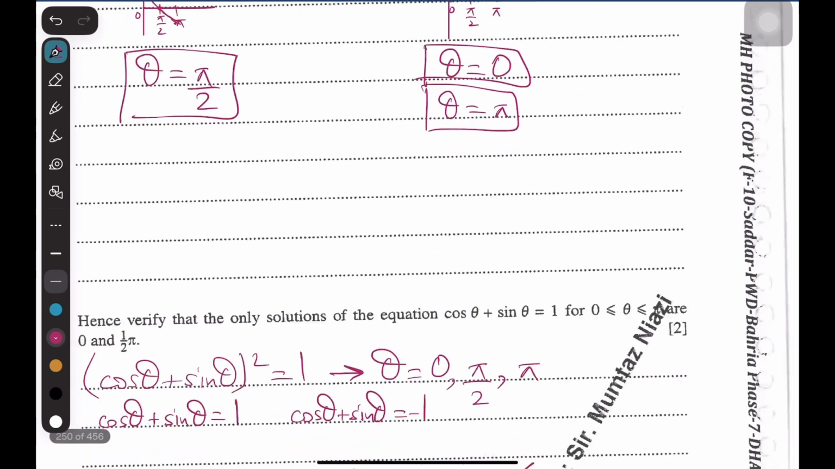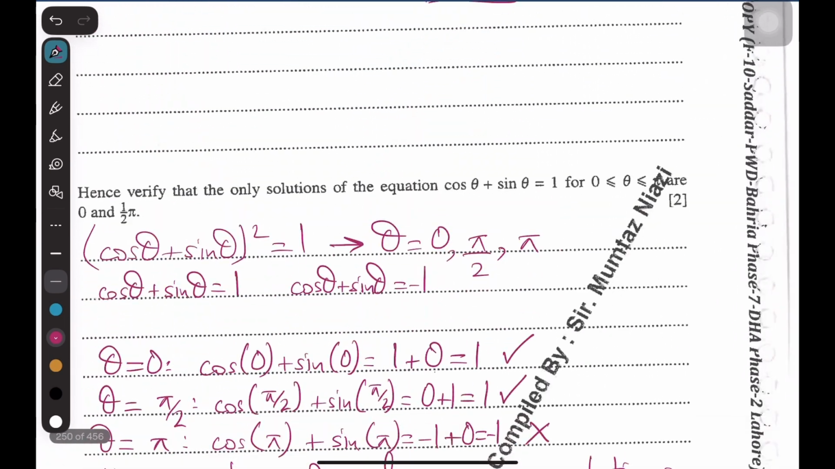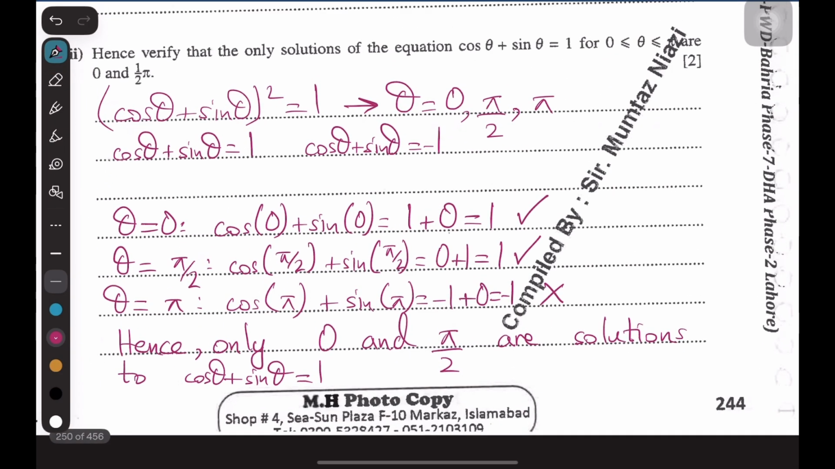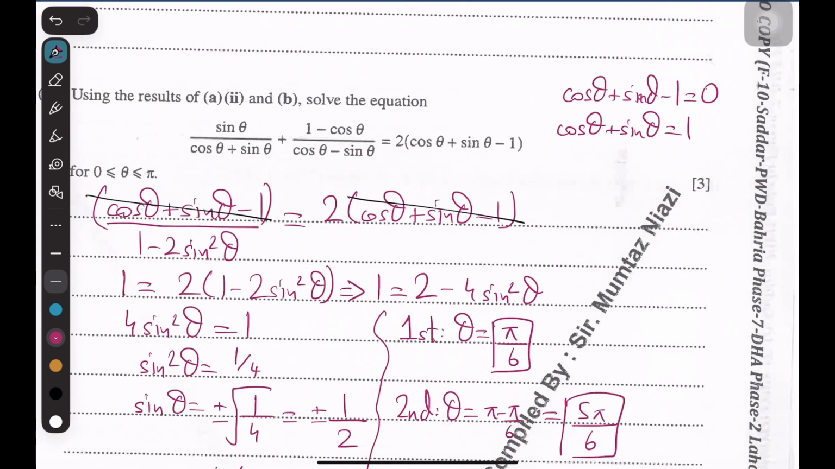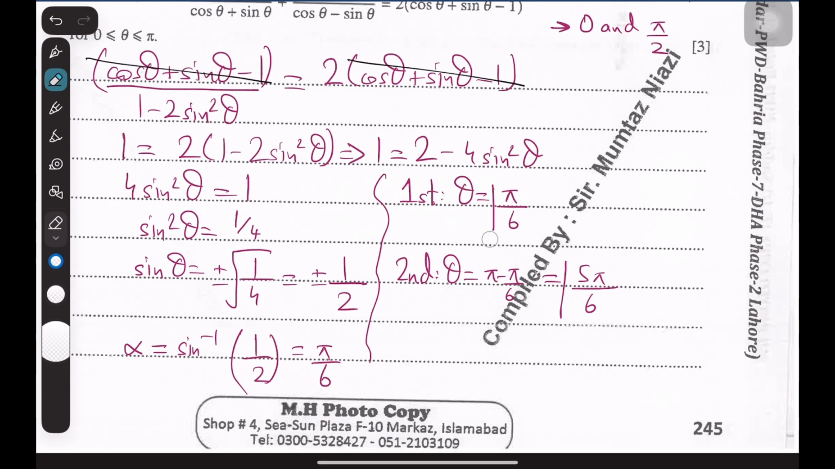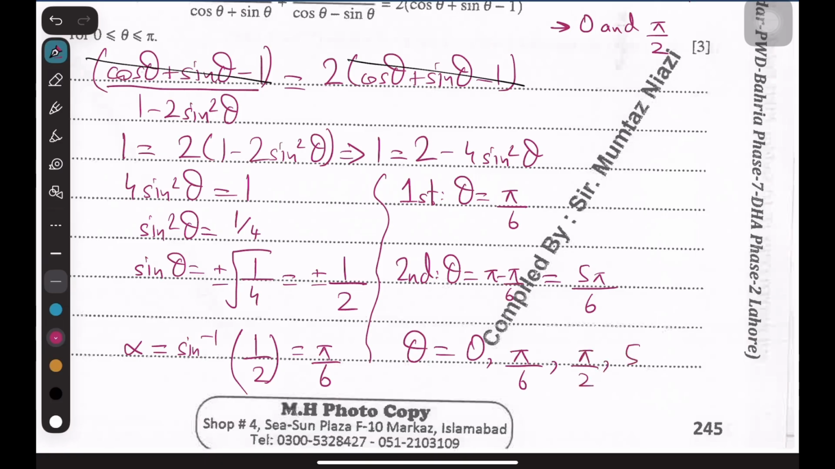So in part A2, we got the solutions of this equation cos theta plus sine theta equals 1 for the same range 0 till pi. The answers to that were 0 and pi upon 2. So the solutions for this equation are 0 and pi upon 2, which will also be two of the answers for this question for us. So our complete set of answers will be 0, pi by 6, pi by 2 and 5 pi by 6.